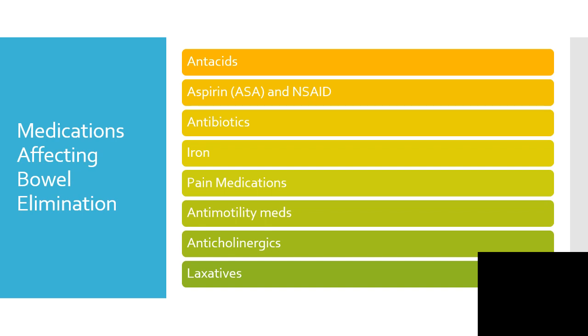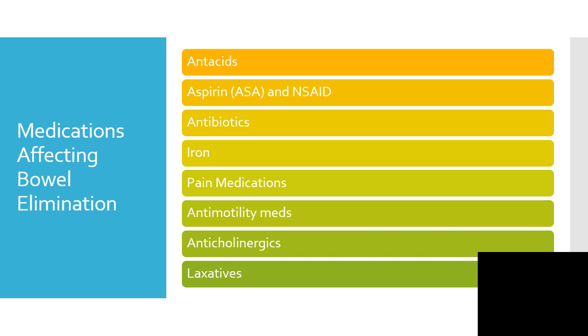Iron supplements, a lot of people with anemia or pregnant ladies have to take iron. This further adds to more constipation. Pain medications, as I mentioned earlier, they slow down peristalsis, and patients tend to get backed up and constipated on pain medications. Anti-motility meds, you've been having diarrhea, so now you want to take something to counteract that. Just have to try and find the right balance.